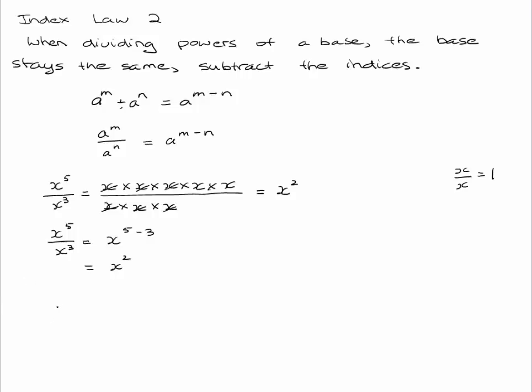a to the power of 7 divided by a to the power of 5 is a to the 7 minus 5, which is a squared. You don't need to write that middle step in. So you could go straight from a to the 7 over a to the 5 is equal to a squared by doing the 7 minus 5 in your head.